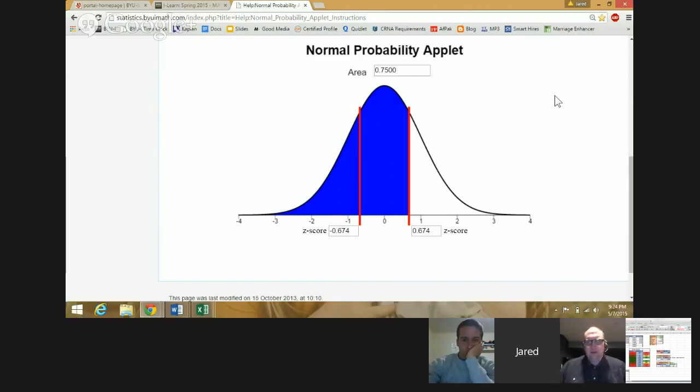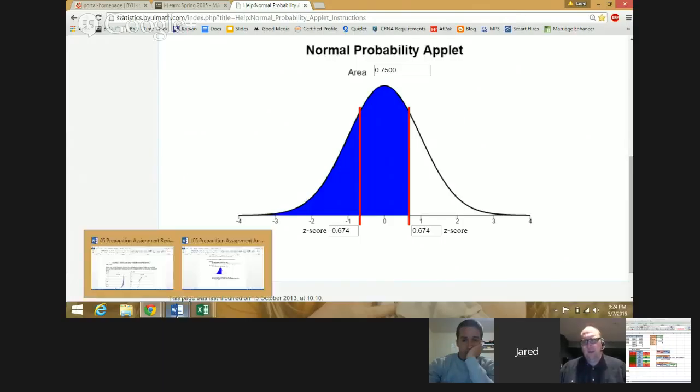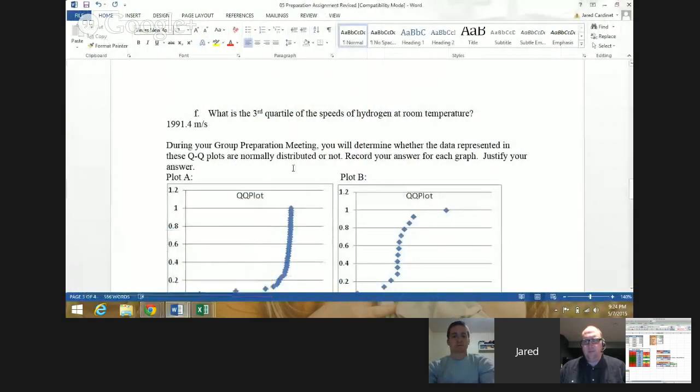Right. Yep, 0.674. Okay, so then I need to substitute that into my equation. 0.674 came out to 2,204.4. Does everyone understand how that works too?